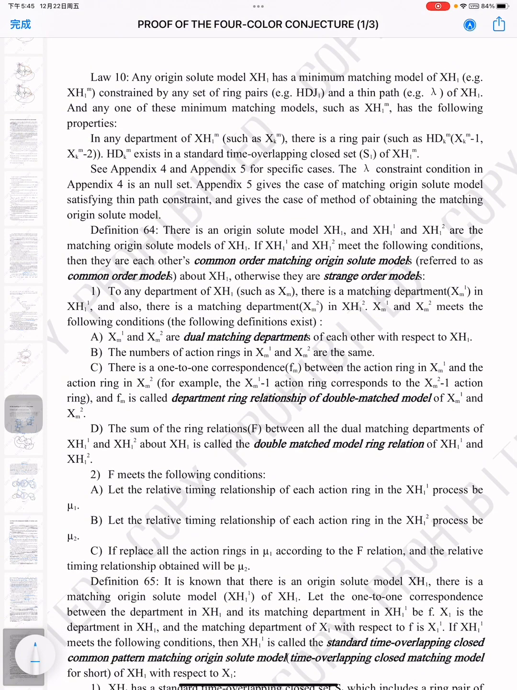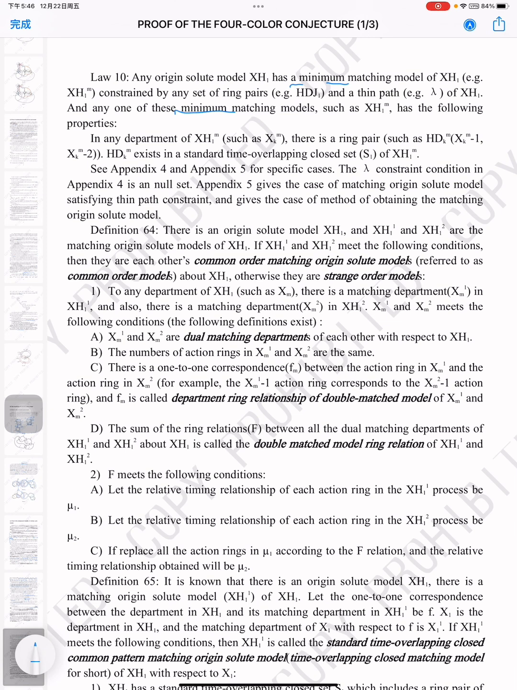Law 10. Any origin-slot model XH1 has a minimum matching model of XH1, e.g., XH1M, constrained by any set of ring pairs, e.g., HDJ1, and the same path, e.g., lambda, of XH1, and any one of these minimum matching models, such as XH1M, has the following properties. In any department of XH1M, such as XKM, there is a ring pair such as HDKM, XKM-1, XKM-2. HDKM exists in a standard time overlapping closed set S1 of XH1M.